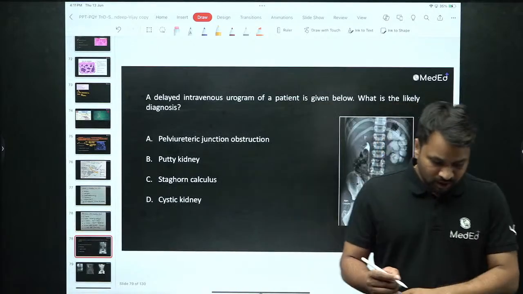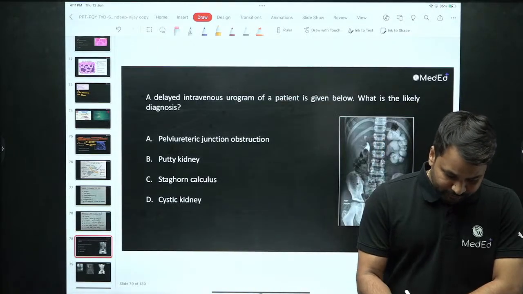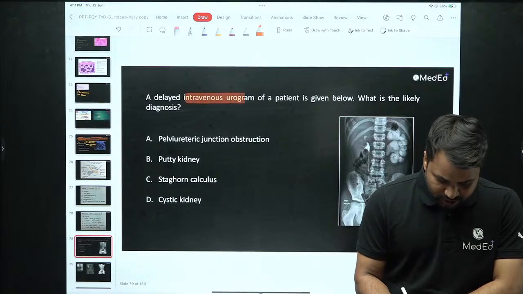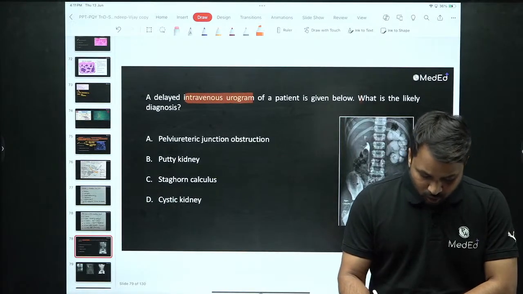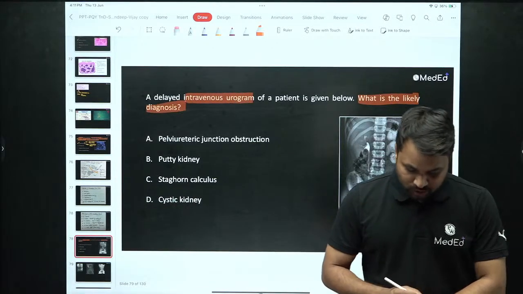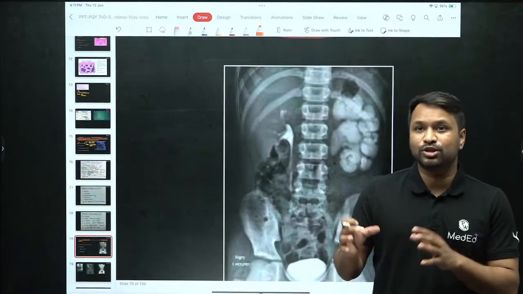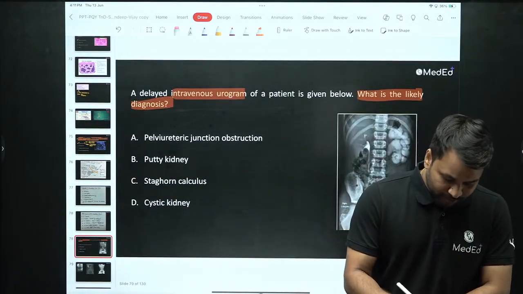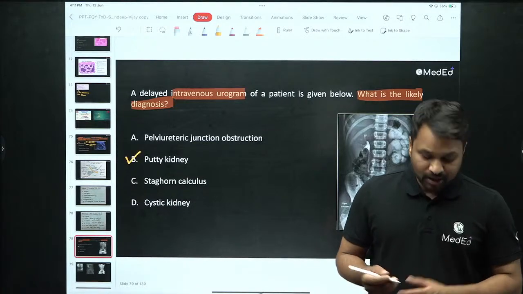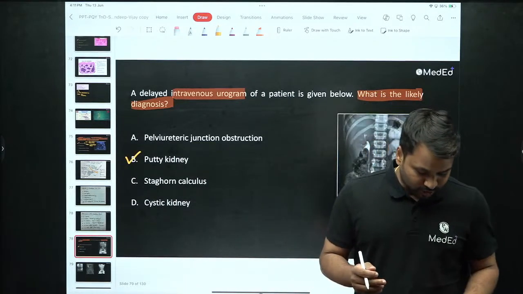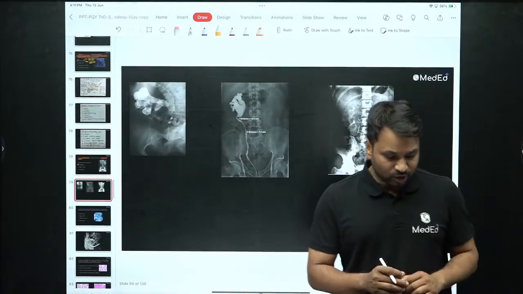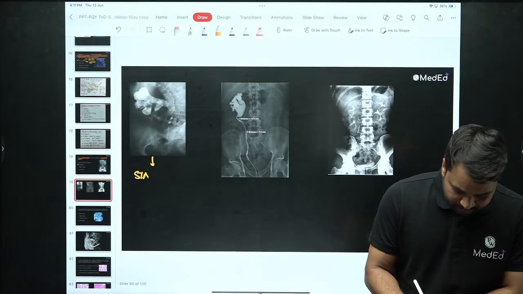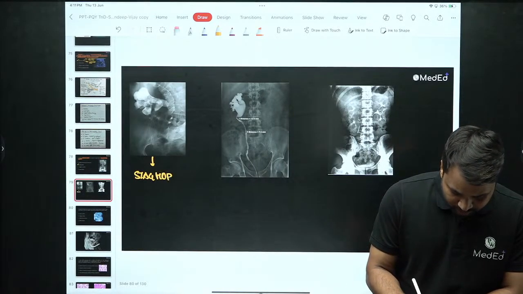Chalo. So next question. I have a delayed intravenous urogram, that is an IVP. What is the most likely diagnosis? You can see it is all mashed up, and this is what the classical appearance of a putty kidney looks like. So how does a PUJ obstruction or staghorn calculi or a cystic kidney look? This is characteristic of staghorn calculi.